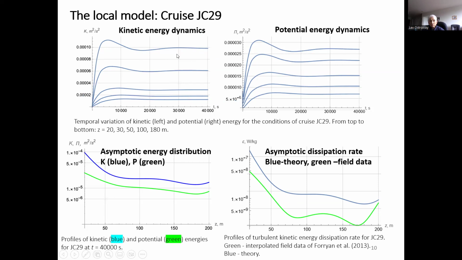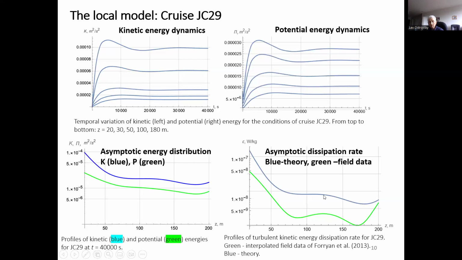Then we will work with this asymptotic constant because we know nothing from the experiment about how long it takes. Usually it's, you see, seconds, so a few hours maybe, but we probably have pictures which are longer than a few hours. So these are asymptotic energies versus depth. It's horizontal, not vertical, so depth is here. So this is kinetic and potential energies, and this is the calculated dissipation rate in these areas. Blue is the shear and green is the field data which was there in red.